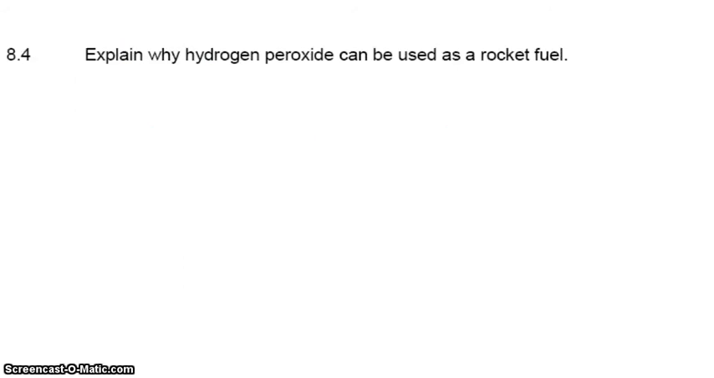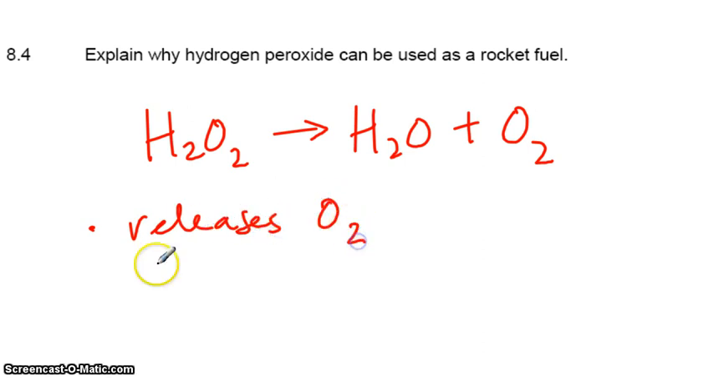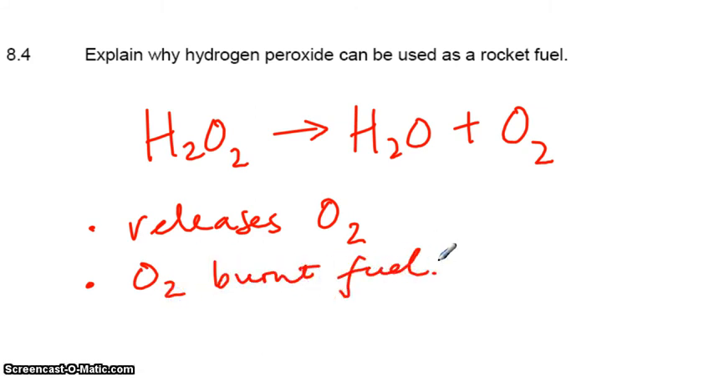8.4 asks you to explain why hydrogen peroxide can be used as a rocket fuel. And the key here is to remember from the balanced equation that when it decomposes, it releases oxygen gas. And so that's the first point, is that it releases O2 gas. And then secondly, to simply appreciate that O2 can be burnt as a fuel. Oxygen burns very well, strongly exothermic reaction, and can thus be used as a fuel.